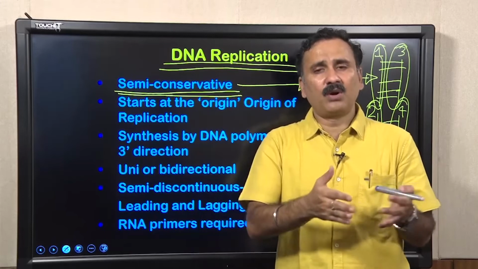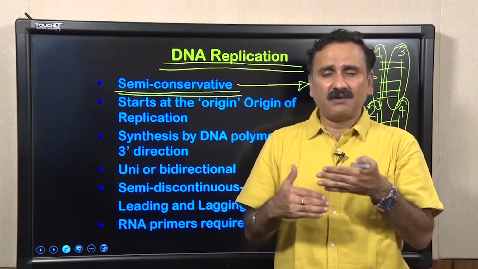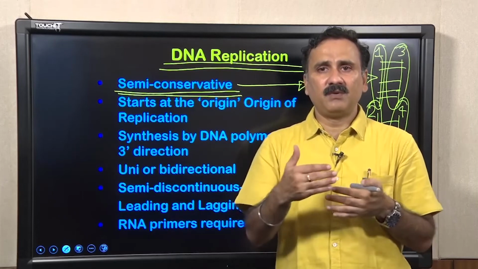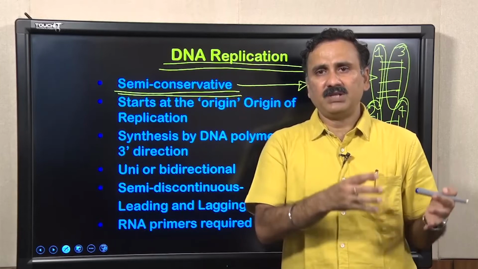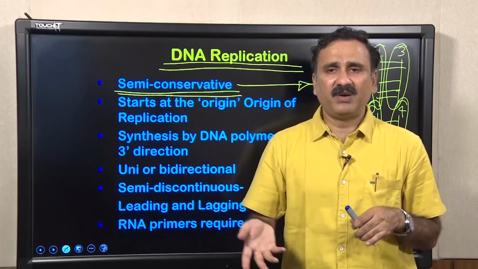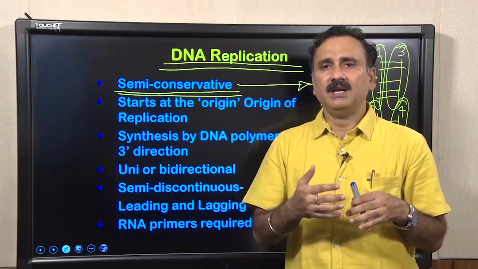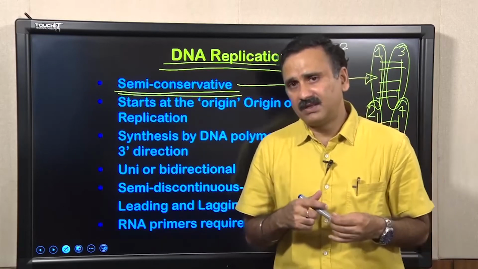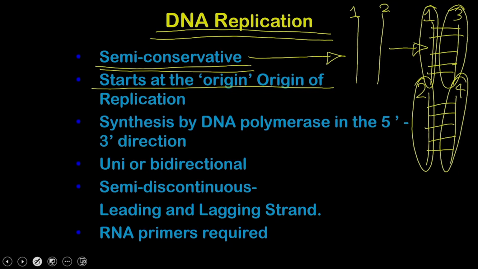If you are interested to study more about how people discovered this semi-conservative mode, you can go through some molecular biology books and read about the classical experiments that were designed, and how people discovered that DNA replication is semi-conservative in nature. It starts at the origin of replication.